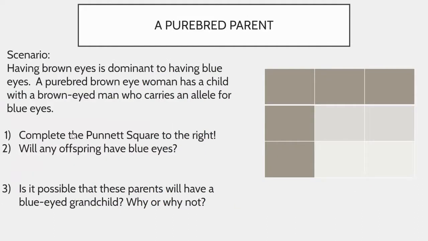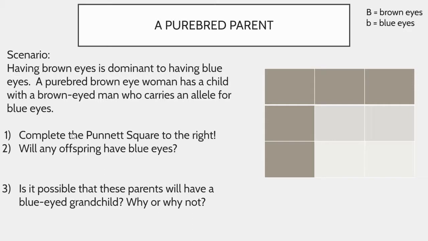Let's look at an actual trait. And this time you're going to have a purebred parent. Having brown eyes is dominant to having blue eyes. A purebred brown-eyed woman has a child with a brown-eyed man who carries the allele for blue eyes. Let's complete and set up a Punnett square.